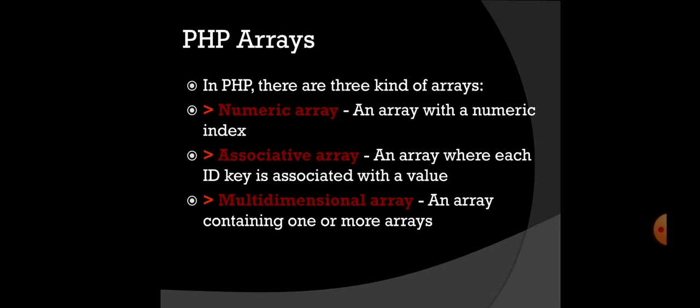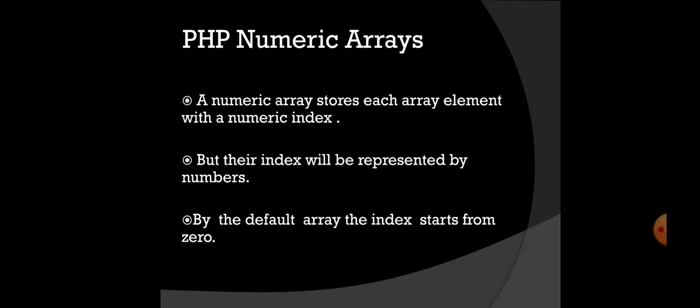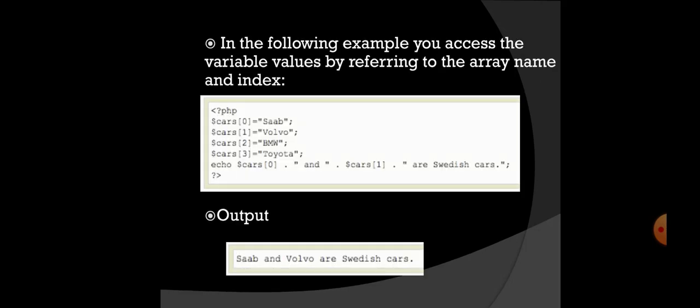And PHP arrays, there are three kinds of arrays in PHP: numerical arrays, associative arrays, and multi-dimensional arrays. So what is a PHP numerical array? A numerical array stores each array element with a numerical index, where the index is represented by numbers. By default, the array index starts with 0. So this is an example for an array. Car of 0 is the starting index and car of 3 is the ending index.